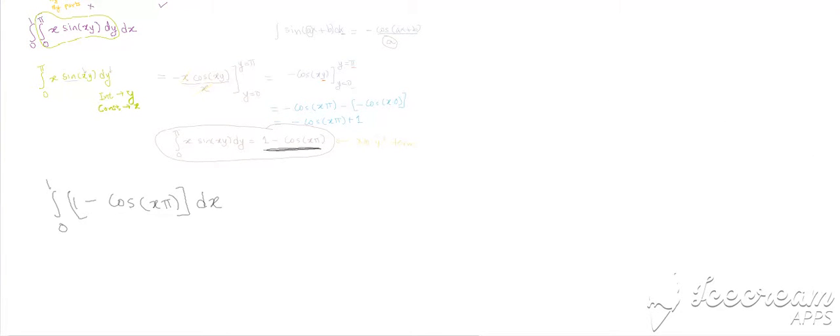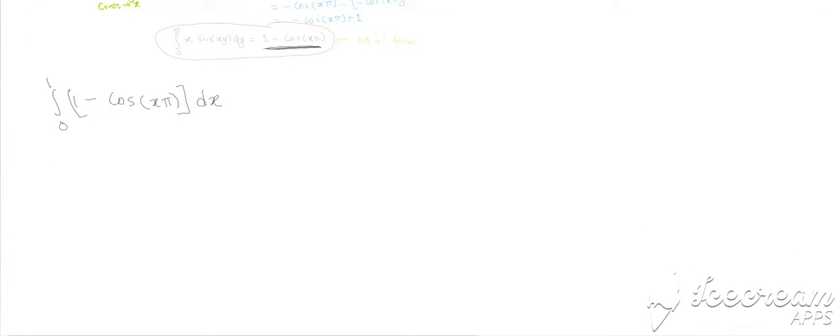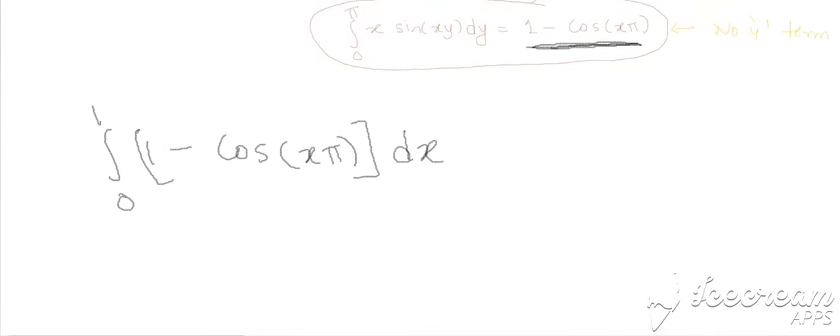Okay, so let's solve this integral. Now we have to integrate it with respect to x. Now it's only x term, so let's see. Now this is equal to 1. 1 is a constant, there is no x, so it will be 1 times x, that is x, minus cosine.